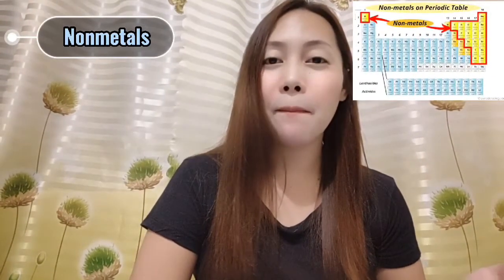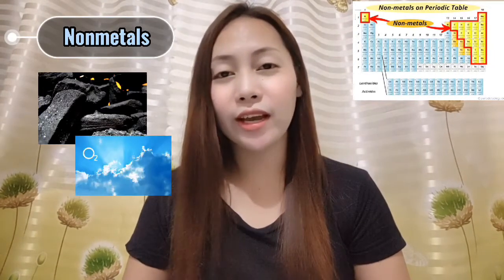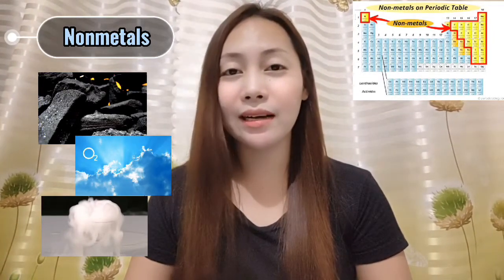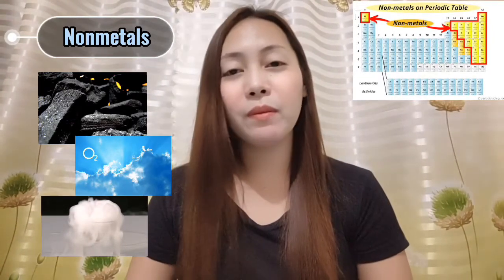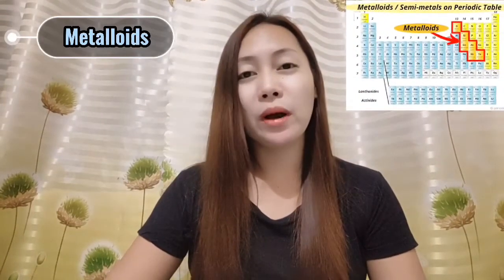Opposite of that or kabaligtaran ng metals ay non-metals or hindi metals. The examples of non-metals are carbon, oxygen, and nitrogen. Yung tatlo na yon, hindi sila matigas like metals. Maybe they are in a liquid form or they are in a gaseous form. And also, ang elements pwede ring maging metalloids. Ano naman yung mga metalloids?